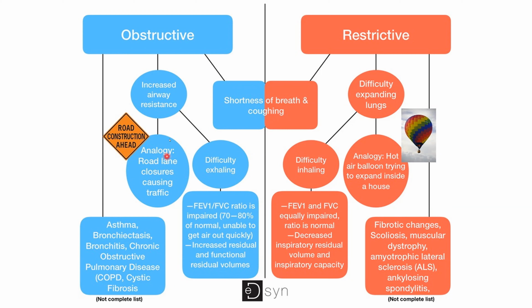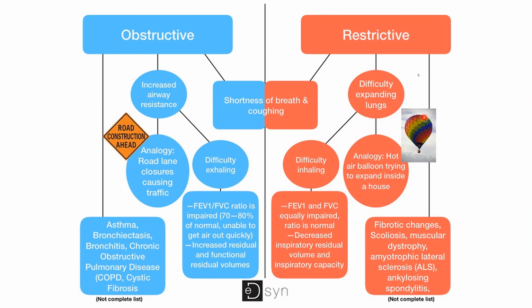The analogy to think about obstructive diseases is road lane closures that are causing traffic buildup. So that can hopefully draw a picture in your mind about why this would be a problem, right? So we're reducing rate. We're reducing the cars from moving quickly down the highway by placing construction zones or destruction zones, I guess, in the case of obstructive disease. So again, some examples. This is a very incomplete list, but asthma, bronchiectasis, bronchitis, COPD, cystic fibrosis, those sorts of diseases.